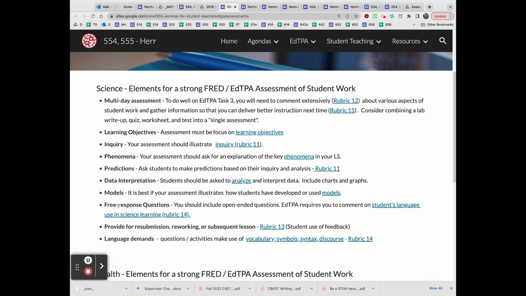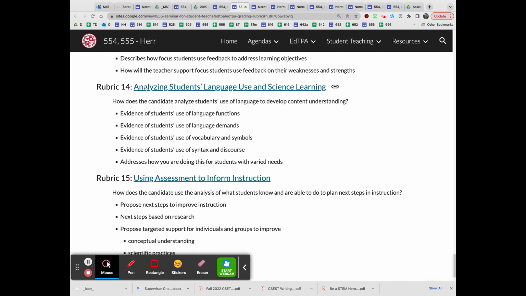Now, if you have some free response questions, questions that are somewhat open-ended, in other words, they're questions that are going to involve the person having to write an answer. Now, if they're writing an answer, this gives you the ability to comment on the student's language use. Now, that's actually part of rubric number 14. So you'll notice that you have to analyze students' language use.